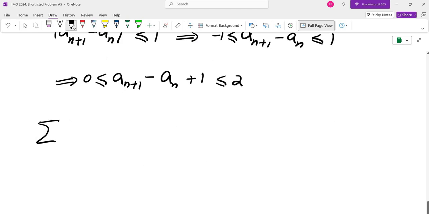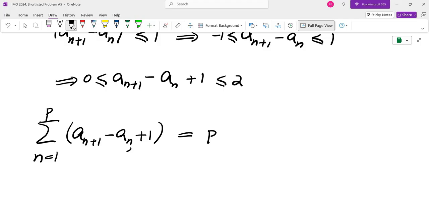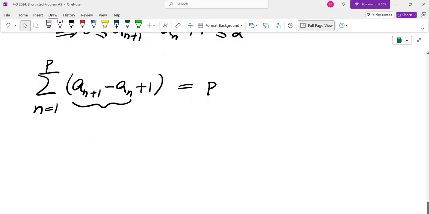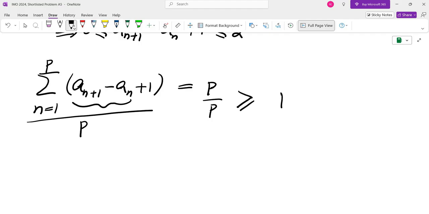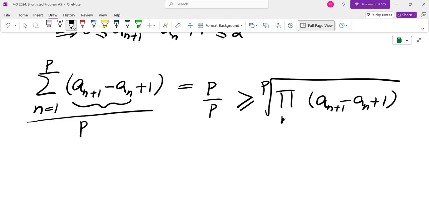If you look at the sum of these, a_{n+1} - a_n + 1, n equals 1 to p, this is exactly p, because these telescope and we get 0. So the sum is p, the product is 1. Well, with AM-GM, we can see that this is greater than or equal to the p-th root of the product of a_{n+1} - a_n + 1. Remember that these values are all greater than or equal to 0, so we can use the arithmetic mean, geometric mean inequality.